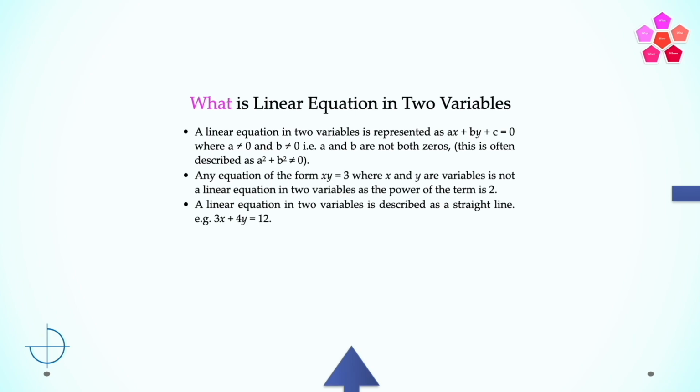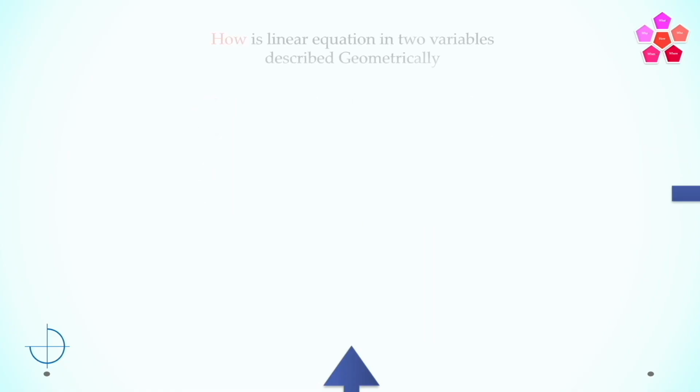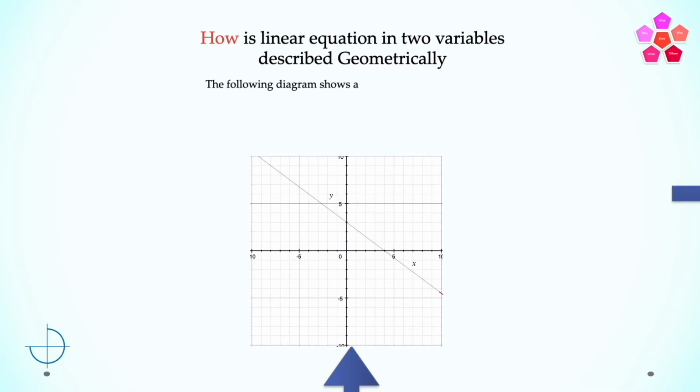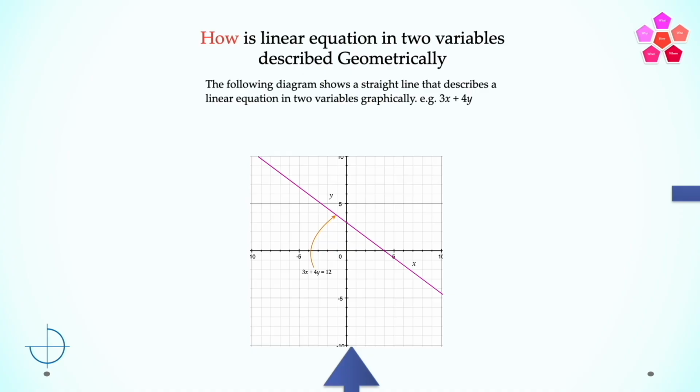Now that we have understood what a linear equation in two variables is, the next question is how a linear equation in two variables can be described geometrically. The following diagram shows a straight line that describes a linear equation in two variables graphically. For example, 3x plus 4y is equal to 12.